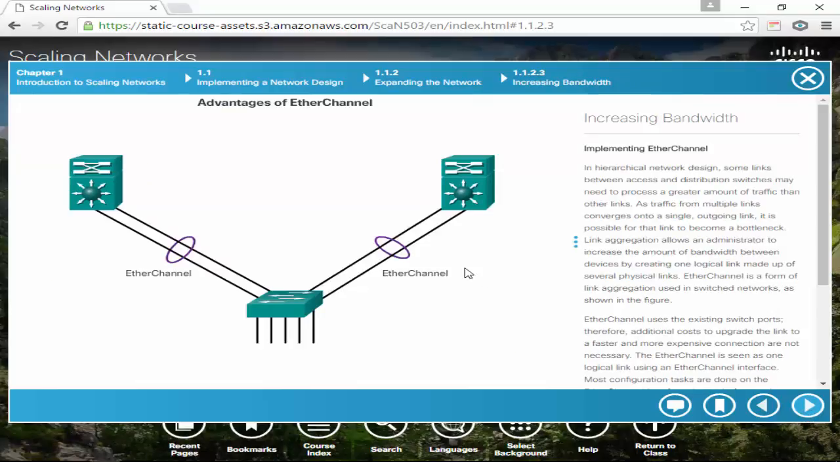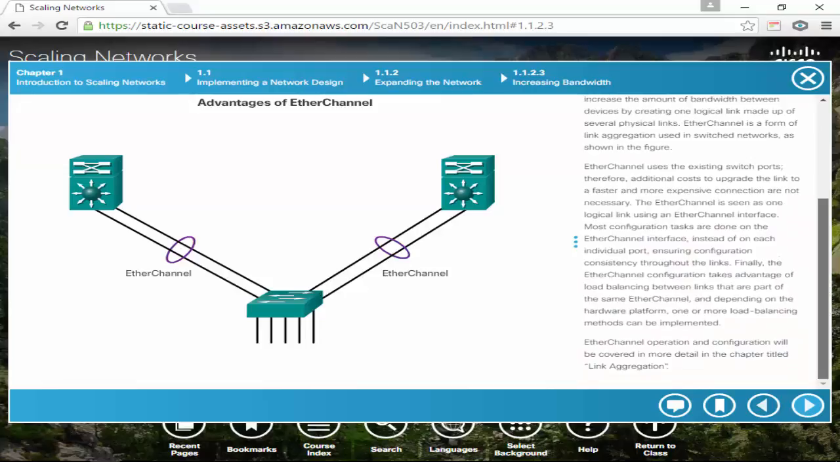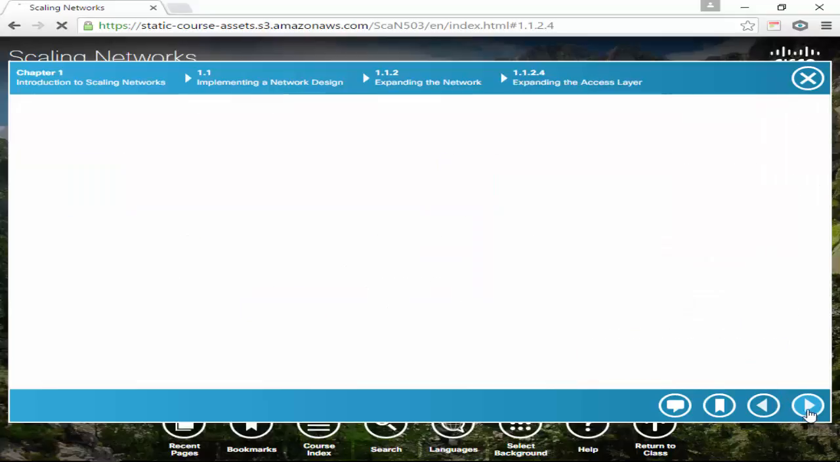Increasing bandwidth. Alright, so now we're going to EtherChannel. And like I said before, we can increase bandwidth because instead of only, say, 100 meg or 1 gig, it's now a 2 gig connection, and we can actually do up to 8 links in an EtherChannel bundle, but I'm not going to say too much because I believe that is coming up in the next chapter. Alright.